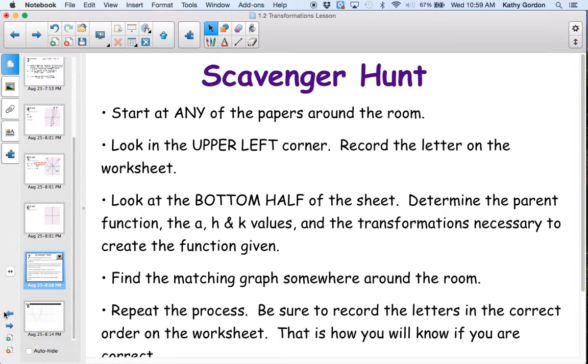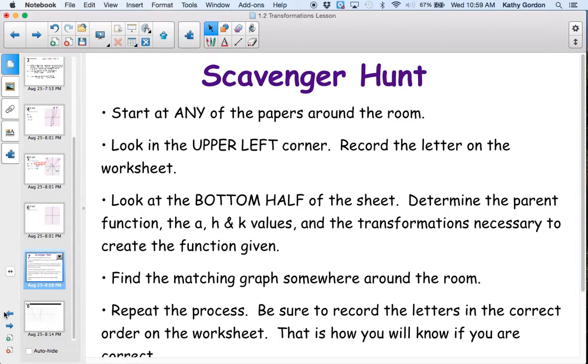Okay, so you start by making sure you record what letter you start with. Then look at the bottom half to see what the function is. Fill out the paper based on that. Go find the matching graph somewhere in the room that's on the top half of the paper, and then repeat the process. So now that I'm over here at this graph, I go to this function, work out the next line, and go find where that graph would be. And so on and so on.